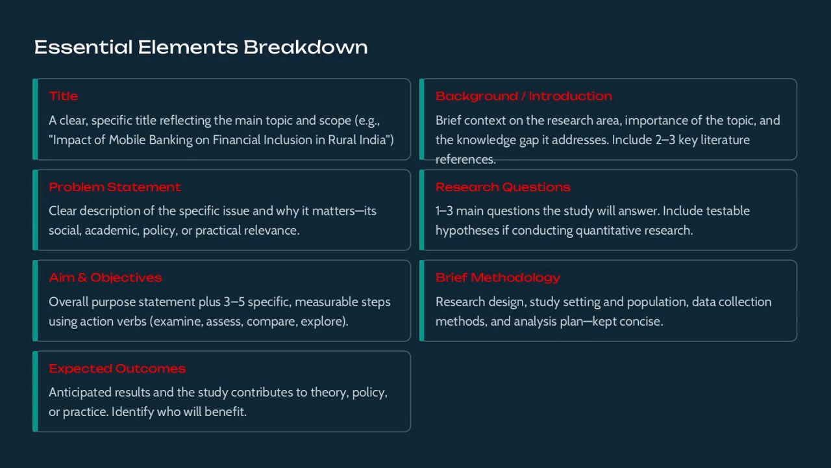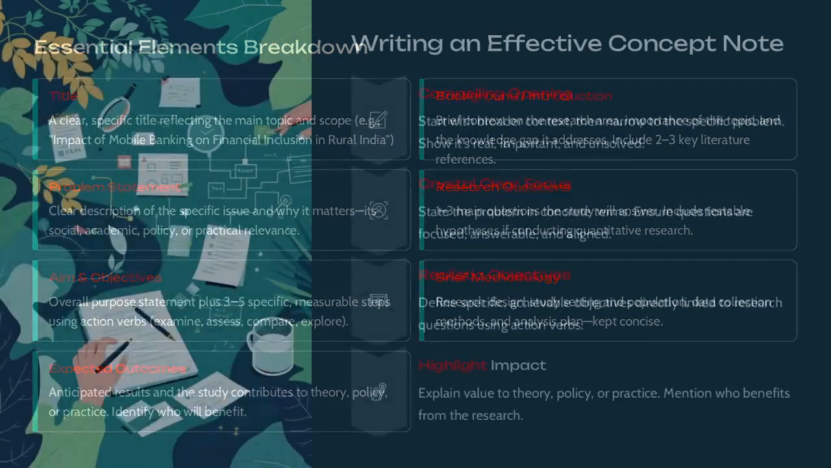Then what are the essential elements we need to understand? As I told you, the title. For example, I have taken one example: impact of mobile banking on financial inclusion in rural India. Suppose this is our own topic. So we have to take into account the problem statement, the aims and objectives, expected outcomes, then background, that is the introduction part, research questions, those 1, 2, 3 main questions that you want to analyze in your whole paper, then the brief methodology that you have adopted.